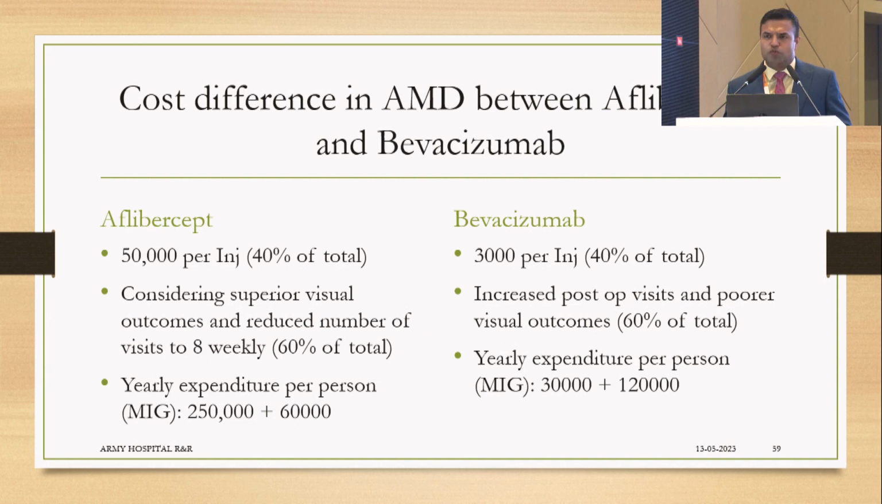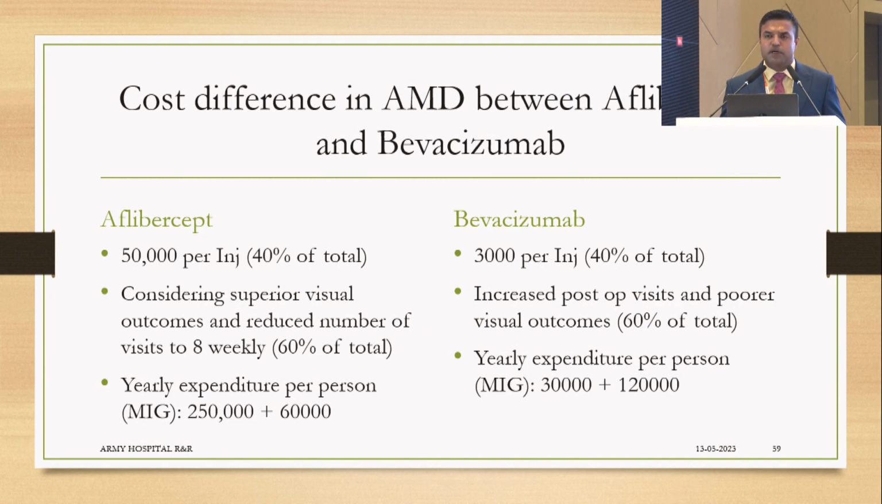Let me talk about two molecules, aflibercept and bevacizumab. Here, in place of bevacizumab, I can replace it with ranibizumab, razumab, or any of the molecules which are 4-weekly acting. If I talk about aflibercept, the per dose expenditure is approximately 50,000 rupees, versus 3,000 rupees in the case of bevacizumab. But the follow-up with aflibercept is slightly less compared to what is required with bevacizumab because the drug is more durable. So you see only 60,000 rupees expenditure in the indirect cost, whereas it is 1,20,000 rupees in indirect cost with bevacizumab. Still, the drugs are not comparable.